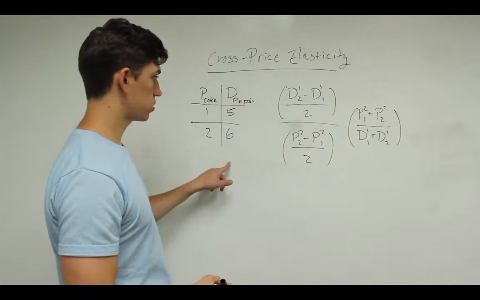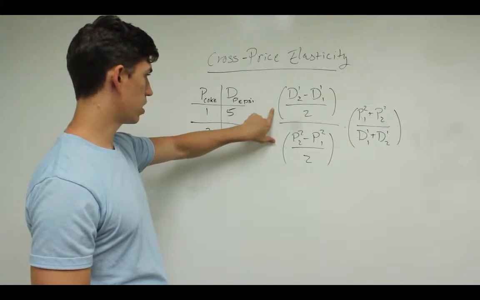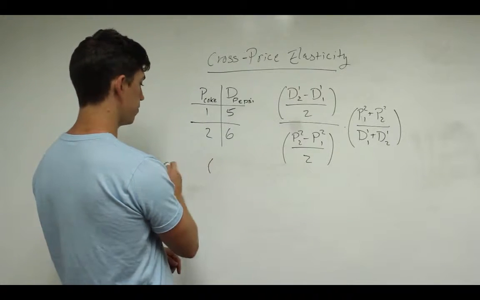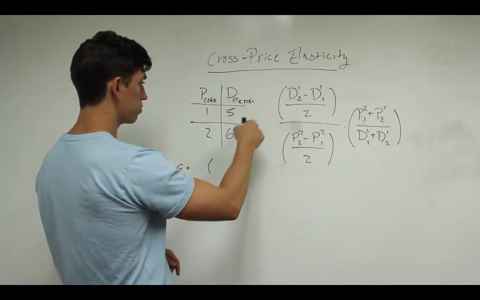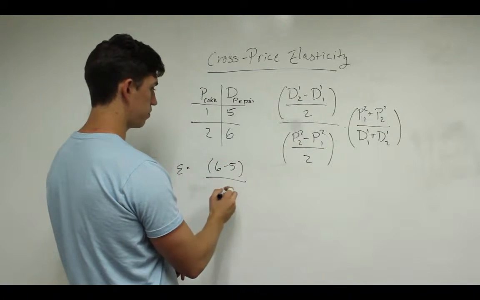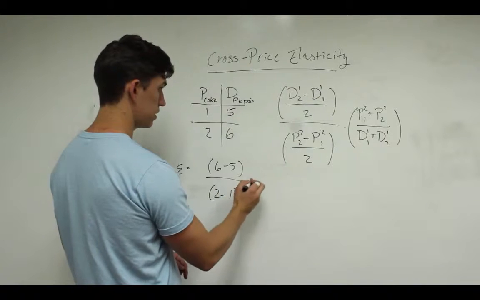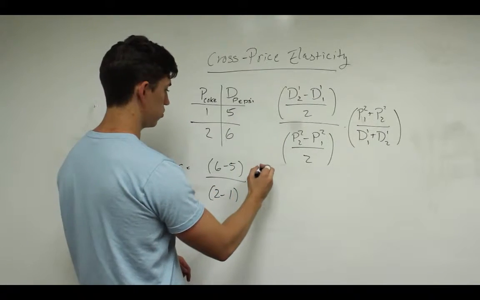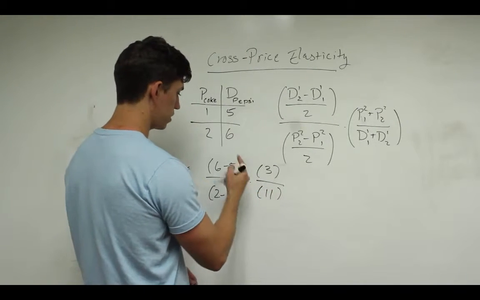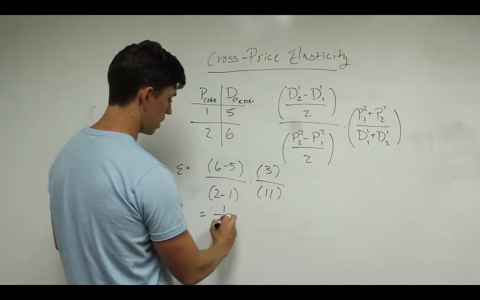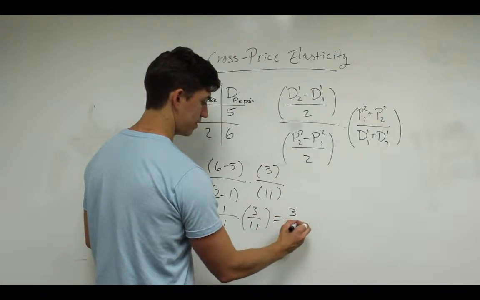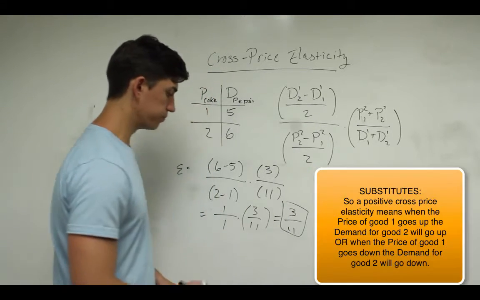Okay, so now when we calculate this cross-price elasticity, we'll use the same formula here, but we'll get elasticity is going to be equal to d2 minus d1, which is going to be 6 minus 5, over p2 minus p1, which is 2 minus 1, times the sum of the prices, which is 3, divided by the sum of the demand, which is 11. And this becomes 1, that becomes 1, and then that's just 3 over 11. So that gives us 3 over 11 as our cross-price elasticity.